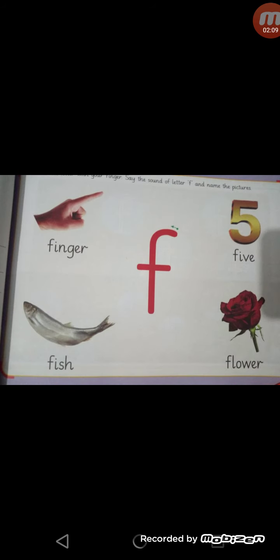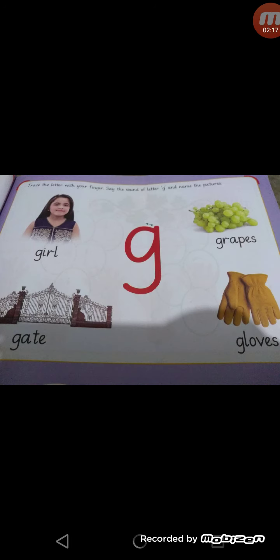Finger. Five. Fish. Flower. Girl. Grapes. Gate. Gloves. Hat. House. Hair. Hen.